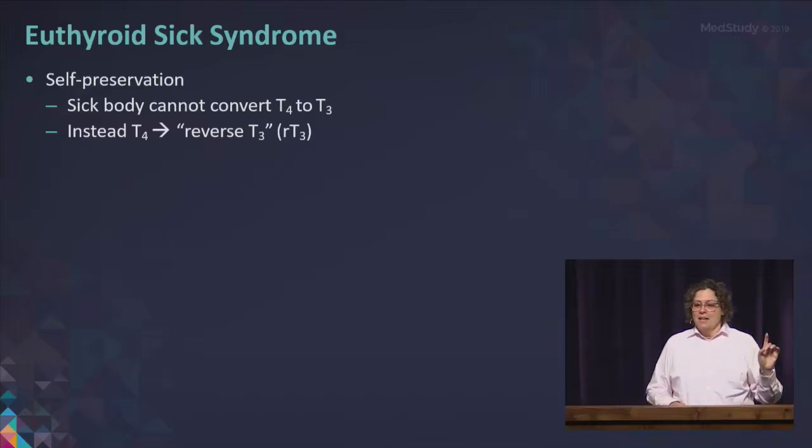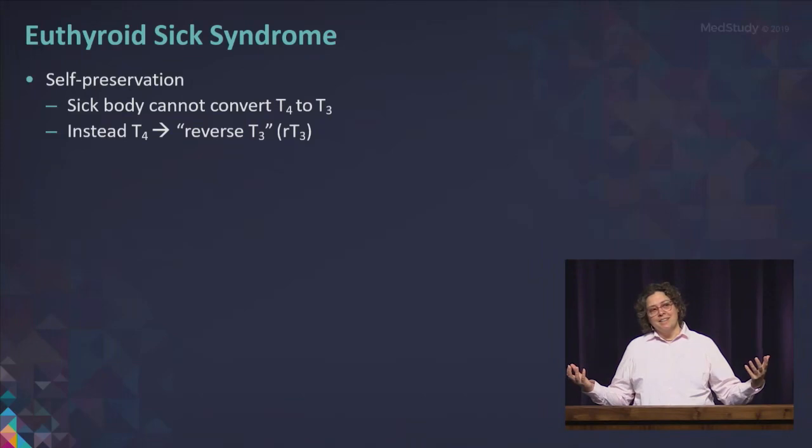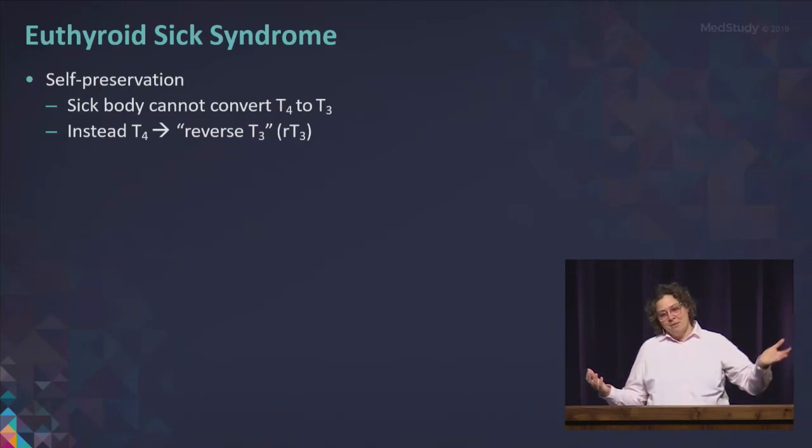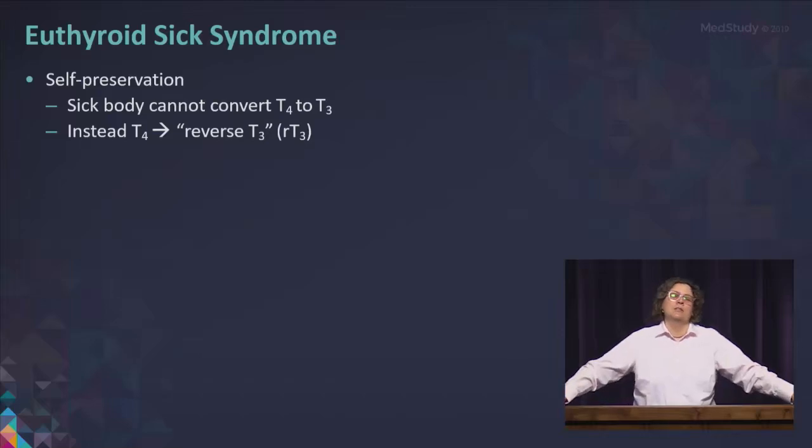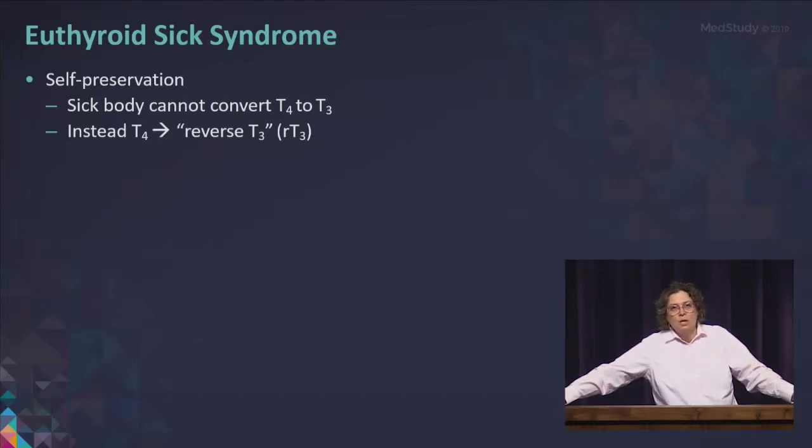Okay, so let's talk about euthyroid sick. They go in the same direction. Euthyroid sick is actually a sense of self-preservation. It's when your body will not convert to the more active thyroid hormone, which is T3. Instead of converting our T4, which is our less potent thyroid hormone, to T3, we make inactive reverse T3.